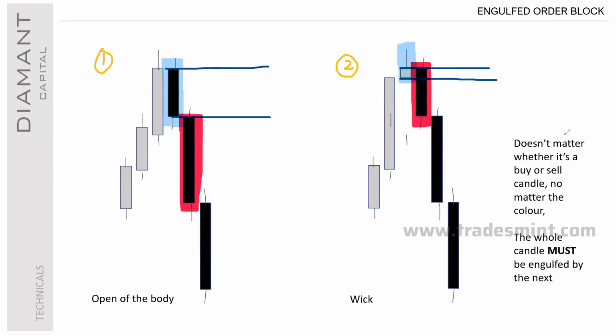Like I said here on the right, it doesn't matter whether it's a buy or a sell candle, no matter the color, the whole candle must be engulfed by the next one. Here we've got two cases. We've got the black one and then the gray one. It does not matter whether it's the gray or the black, whether it's an up or a down candle. It's the candle that gets engulfed in the next one completely.